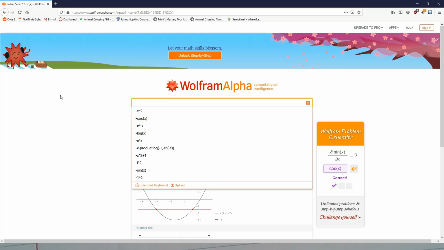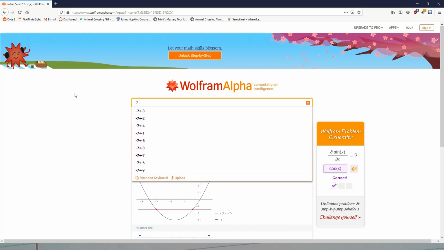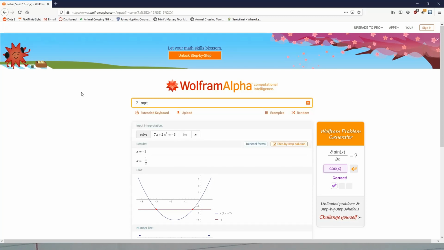So negative, I'm going to type it in, and it's going to give us the wrong answer, and we're going to talk about why it gives us the wrong answer in just a moment. So plus, minus, like this. I actually don't know what it's going to do when I type it in this way. Square root is SQRT. That will give you a square root symbol.